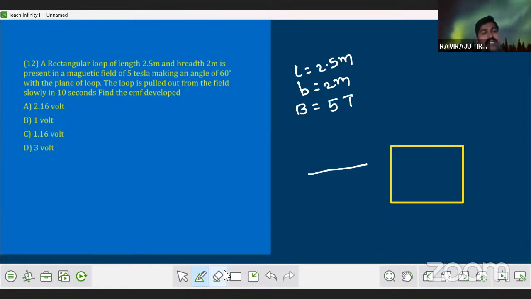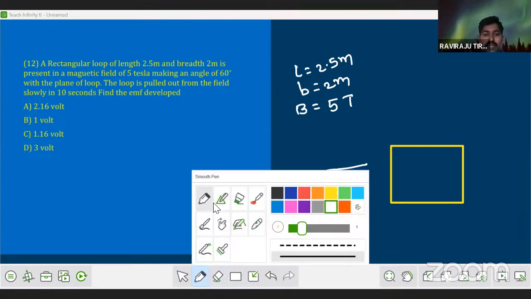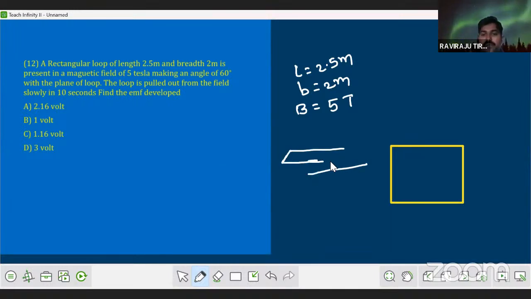What is the formula for flux? BA cos theta. What is theta? It is the angle between magnetic field and area. Magnetic field and area. So, I will just draw here. For example, if one rectangular loop is taken like this, what is the direction of area? Perpendicular to the plane only, na? Area direction will always be perpendicular to the plane.